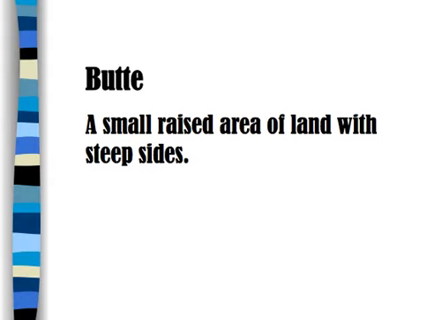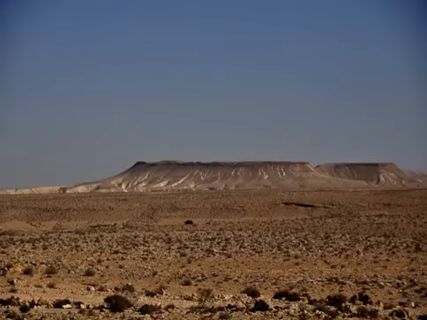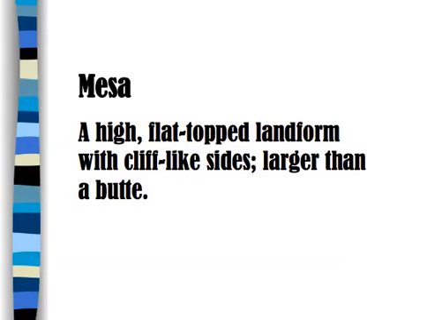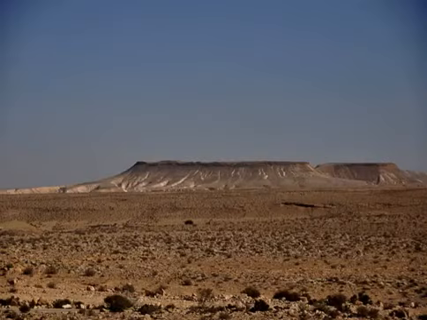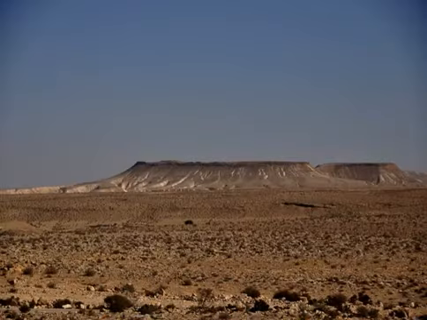Now, a butte is not to be confused with this. Do you know what this is? Some might say it's a butte, but it's not. This is a mesa. Now a mesa is a high, flat-topped landform, so it's very high, with cliff-like sides, and it's usually larger than a butte. It is much larger than a butte. Notice the size difference between this and that.